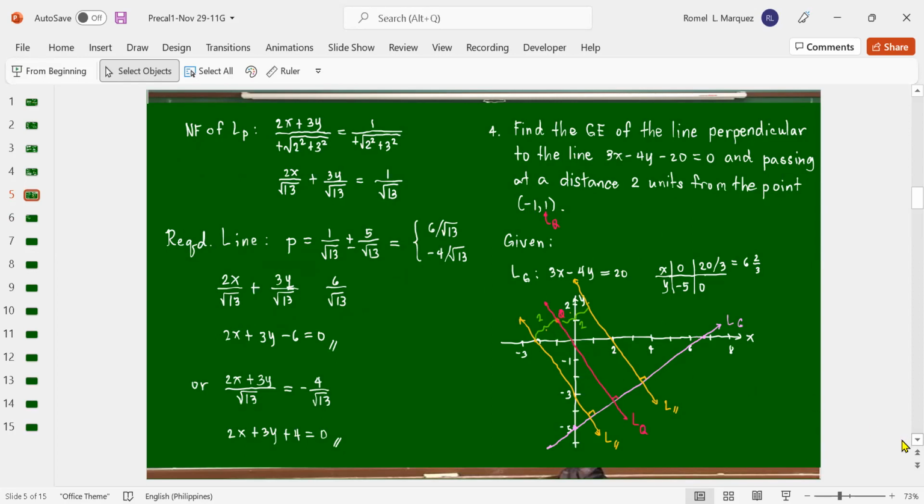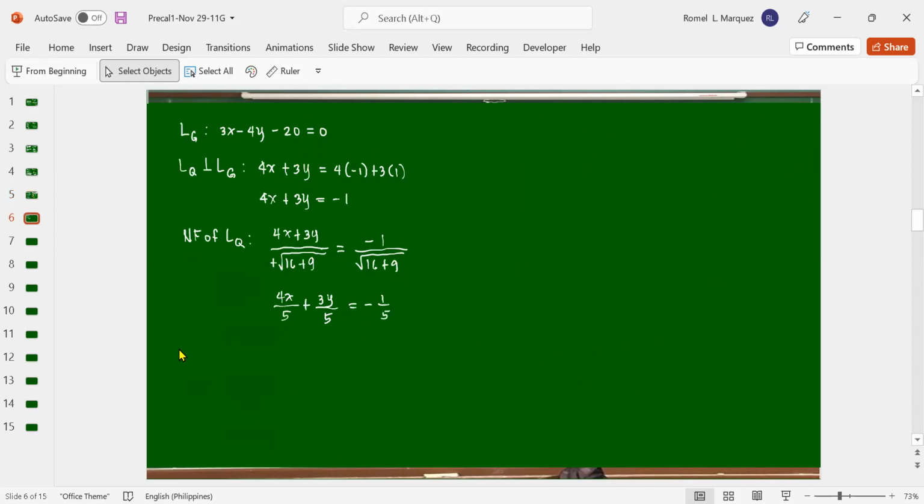So how to get the equations for the required line or lines? What are the p's?